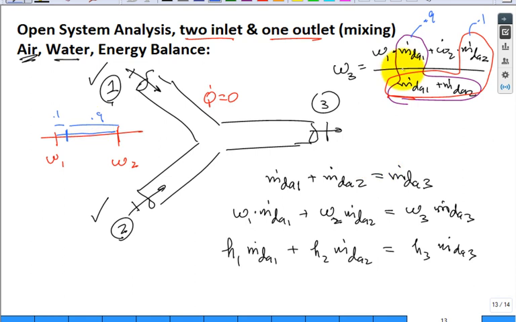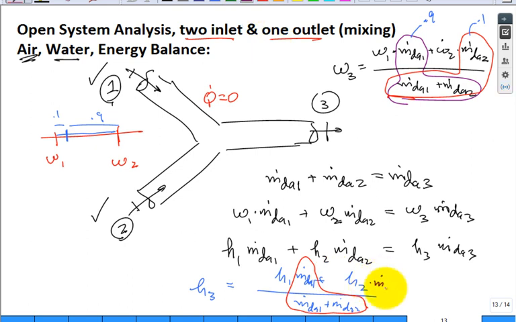Look at the energy equation. Somebody says, what is H3? It's H1 times some fraction plus H2 times the other fraction. And what's the ratio? It's the mass flow rate of dry air 1 divided by mass flow rate dry air 1 plus mass flow rate dry air 2. See that ratio right there. And then the other ratio is mass flow rate dry air 2 over the same sum.